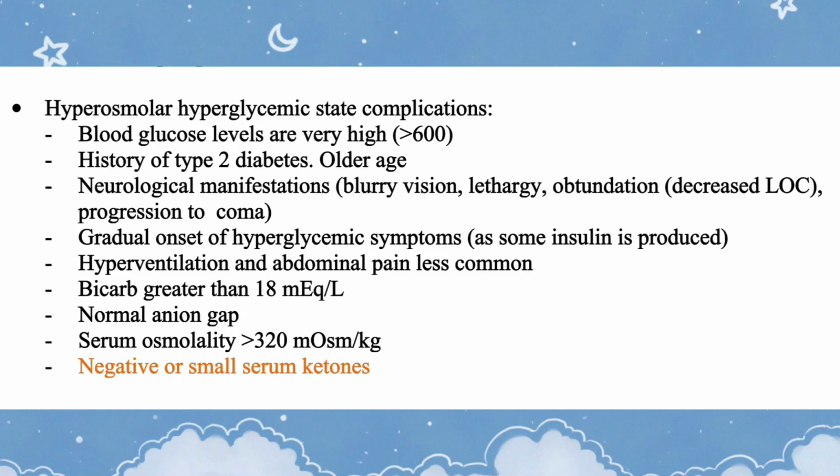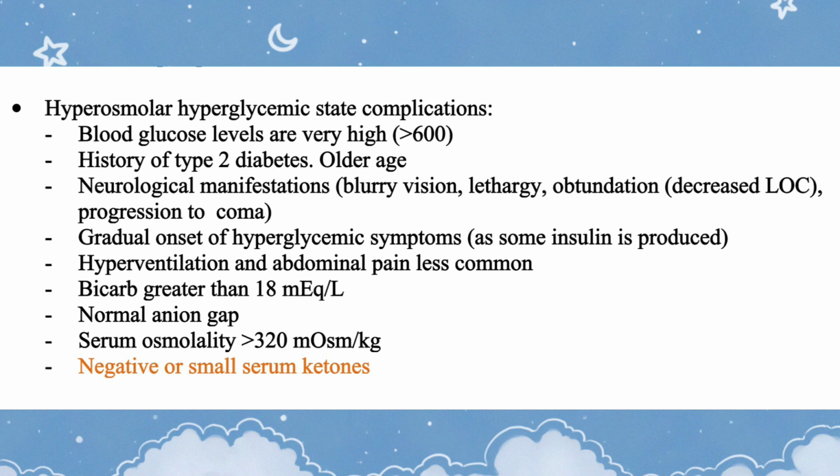Hyperosmolar hyperglycemic state complications. Blood glucose levels are very high, greater than 600. History of type 2 diabetes, older age. Neurological manifestations: blurry vision, lethargy, obtundation, decreased LOC, progression to coma. Gradual onset of hyperglycemic symptoms as some insulin is produced. Hyperventilation and abdominal pain are less common.